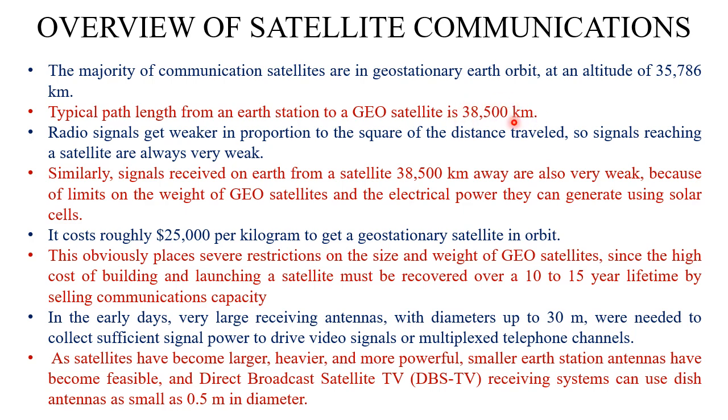Its distance is really high. Similarly, signals received on Earth station from a satellite 38,500 km away are also very weak because of limit on the weight of geosatellites and the electrical power they can generate using solar cells. It costs roughly $25,000 per kilogram to get a satellite, geostationary satellite obviously, in orbit. This obviously places a severe restriction on the size as well as weight of geosatellites.